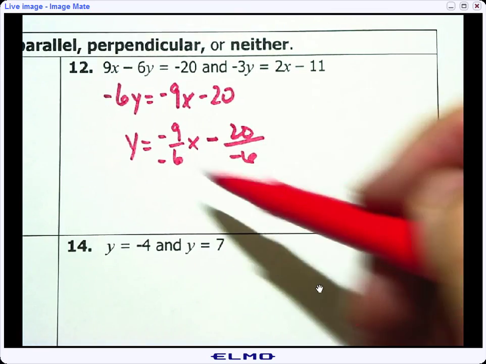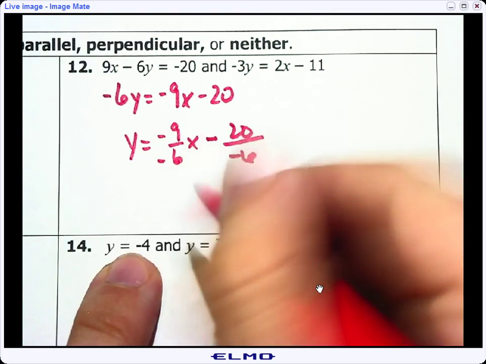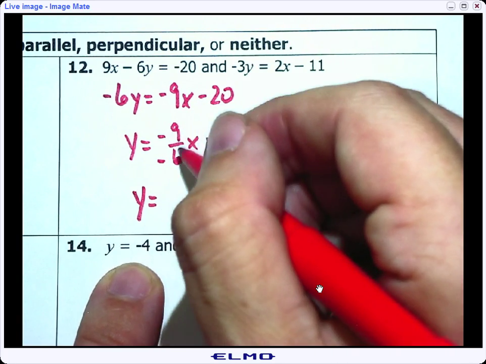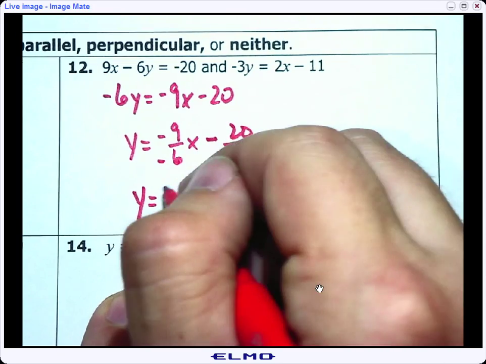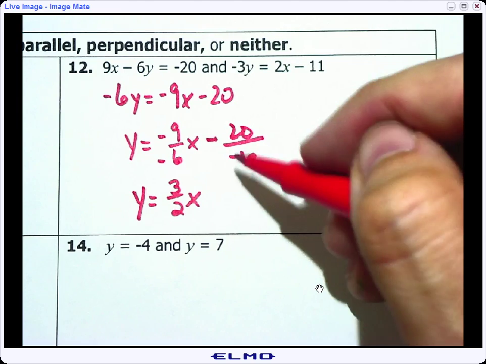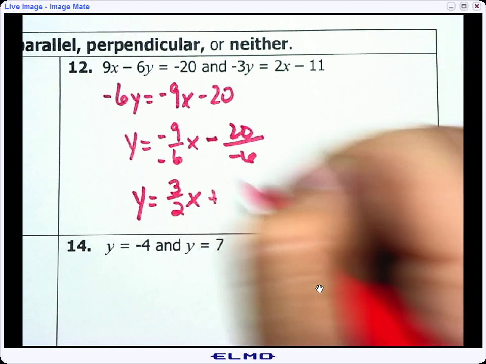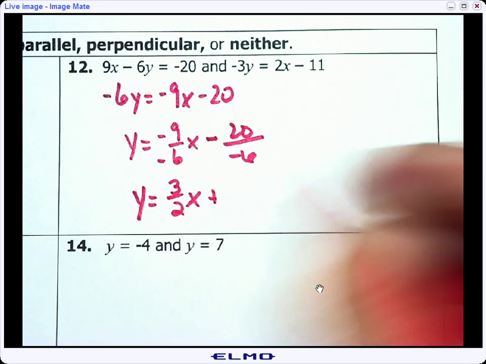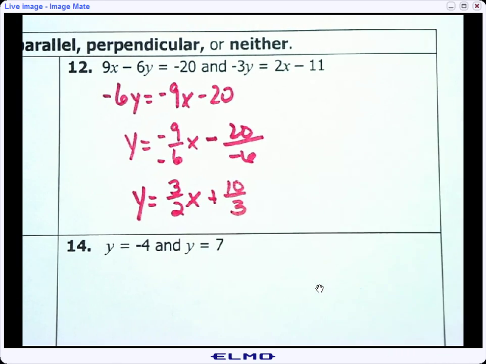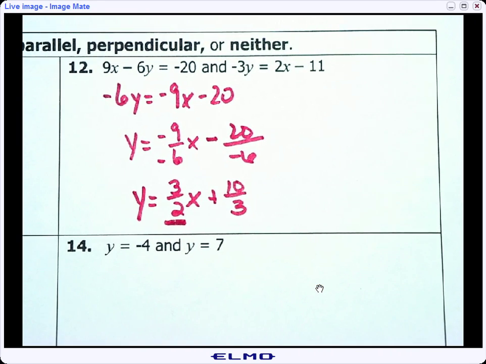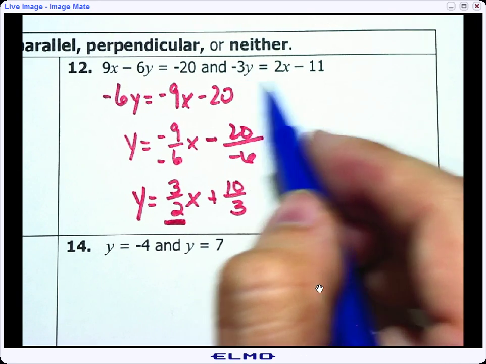Cleaning this up now, we're going to get y equals, so negative 9 over negative 6. Well, first of all, that's positive. 9 over 6 becomes 3 over 2x. These two negatives are going to cancel to become a positive, so we're going to get a plus 20 over 6, which is divisible by 2. So what, 10 over 3? All right. More importantly, what's the slope of this line? 3/2. Looking at the other line, we're almost in slope-intercept form.